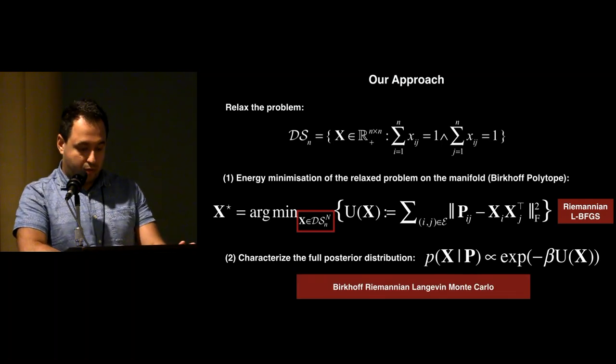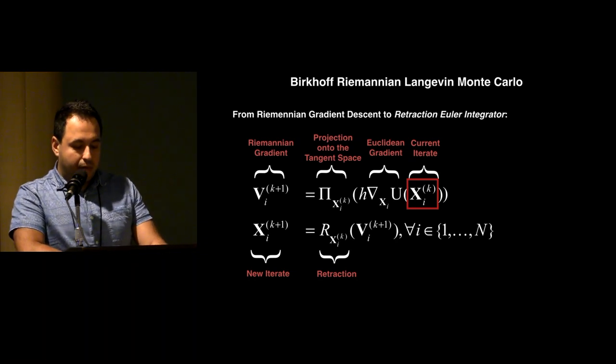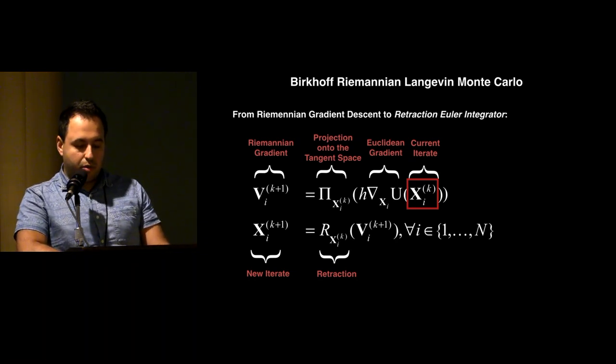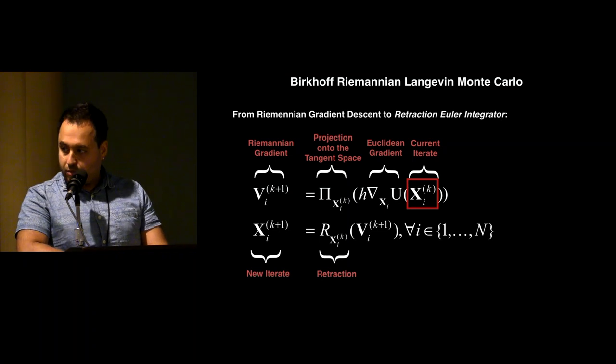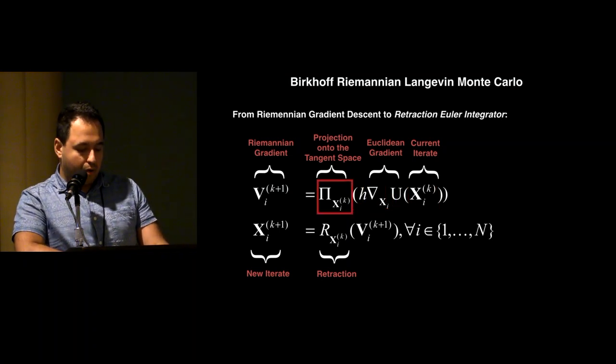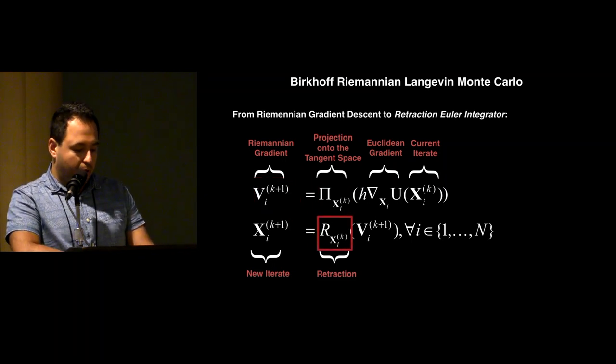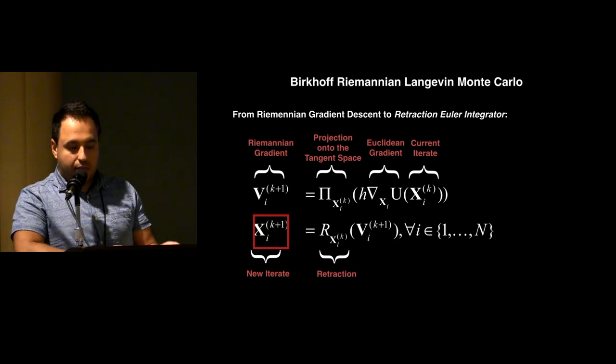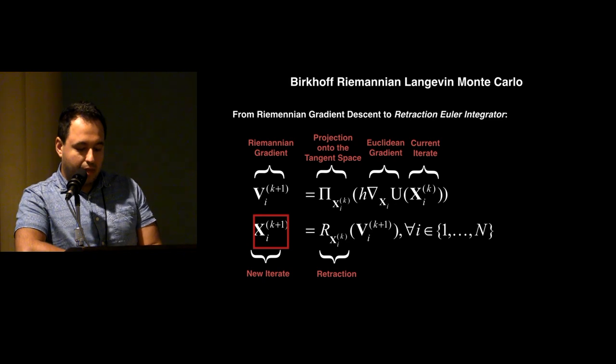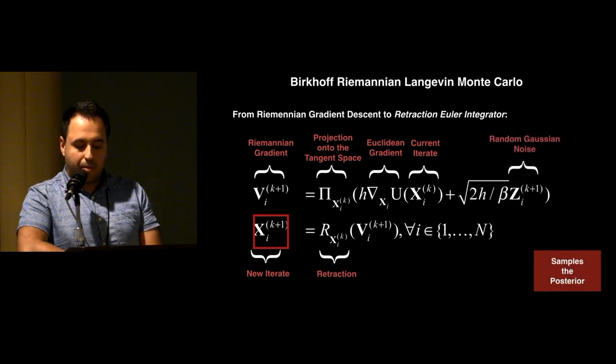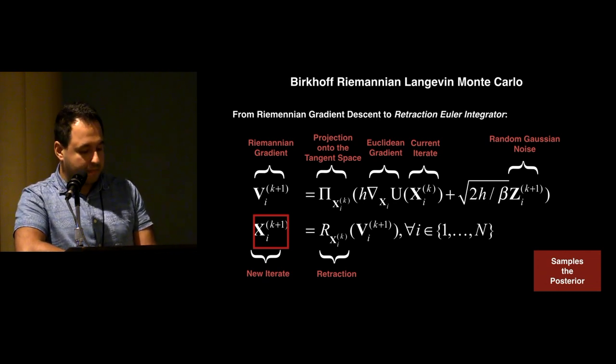So here is how this would work. Consider the typical Riemannian gradient descent, in which we first compute the Euclidean gradient and project it onto the tangent space of the current iterate to get the Riemannian gradient. And we use this vector to retract the current point to obtain the iterate in the next time step. And we show that using Langevin stochastic dynamics, this algorithm can simply be converted to a sampler by adding a Brownian motion term on the Euclidean gradient. This is a first order scheme, which we will call retraction Euler integrator.